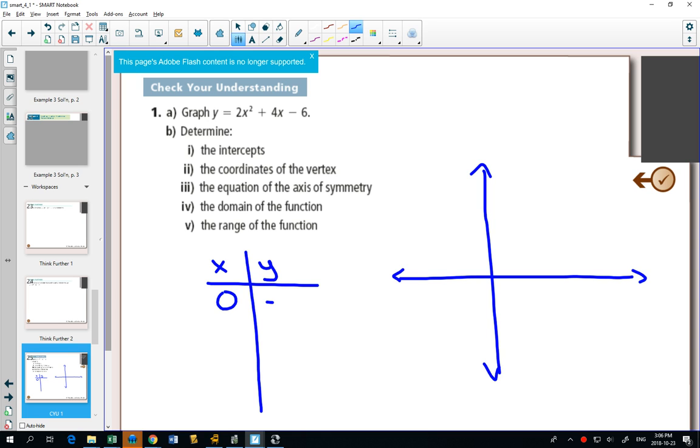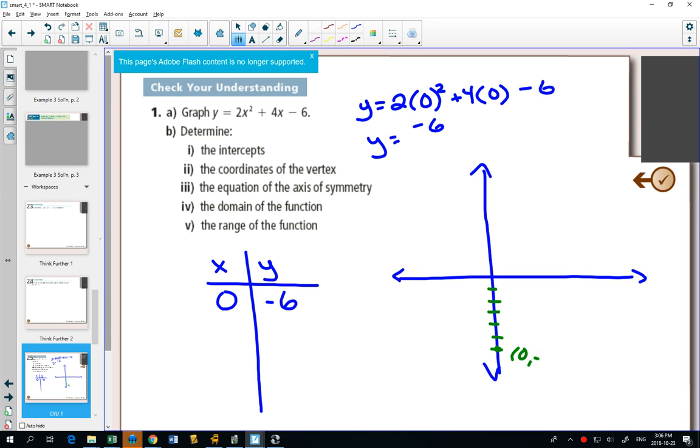Mental math, that's going to tell me that's 0, negative 6. Right? Because if I plug in 0 for x, y is equal to negative 6. So I can plot that point on my graph. 1, 2, 3, 4, 5, 6. I have the point 0, negative 6. Now obviously 1 point isn't enough to get a good sense of what this graph is going to look like.